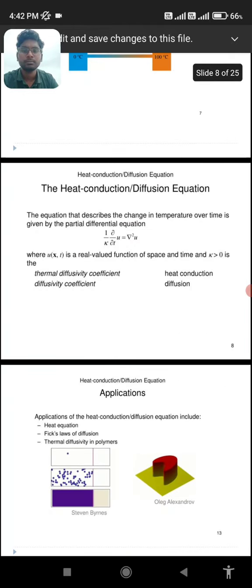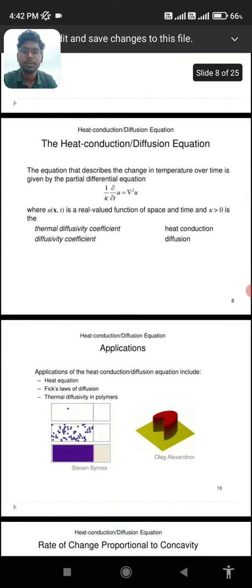The equation that describes the change in temperature over time is given by the partial differential equation (1/k) ∂u/∂t = ∇²u, where u(x,t) is a real valued function of space and time, and k > 0 is the thermal diffusivity coefficient.